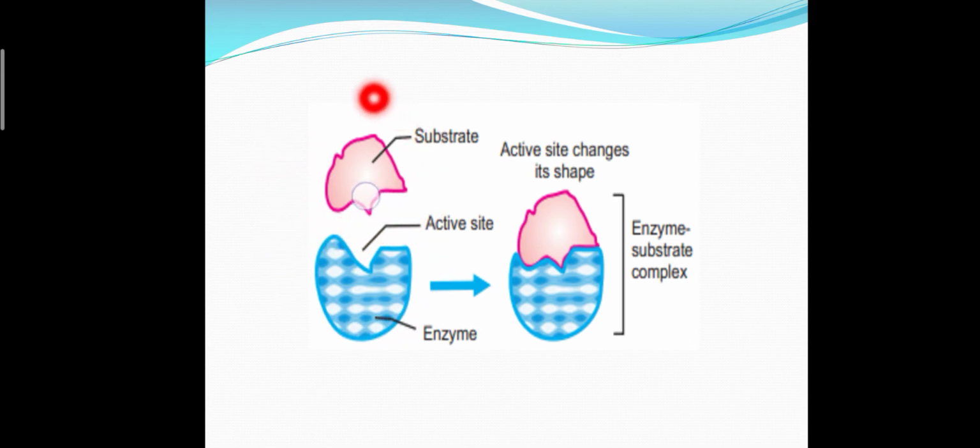So here we can see that the substrate has a different shape and the active site has a different shape. But then we can see that the active site changes its shape according to the shape of the substrate, and then the enzyme substrate complex is formed. The major difference between the induced-fit model and the lock and key model is that the lock and key model described the active site as rigid, but according to the induced-fit model, the active site is not rigid, but is molded into the shape of the substrate.